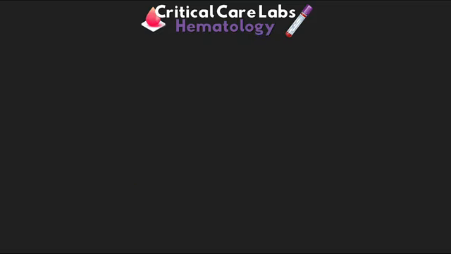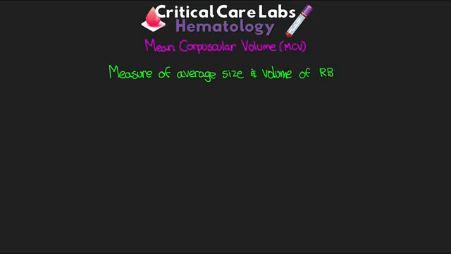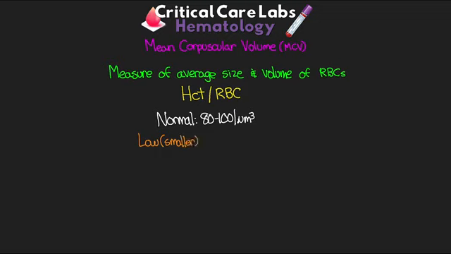The first one is our mean corpuscular volume, or our MCV. This one is a measure of the average size and volume of RBCs. The way that we get this value is we take the hematocrit and divide it by the RBC. Our normal value for this is 80 to 100 per micrometer cubed. Lower values, which mean smaller average size, are our microcytic anemia, and higher values, meaning larger average size, are our macrocytic anemia.